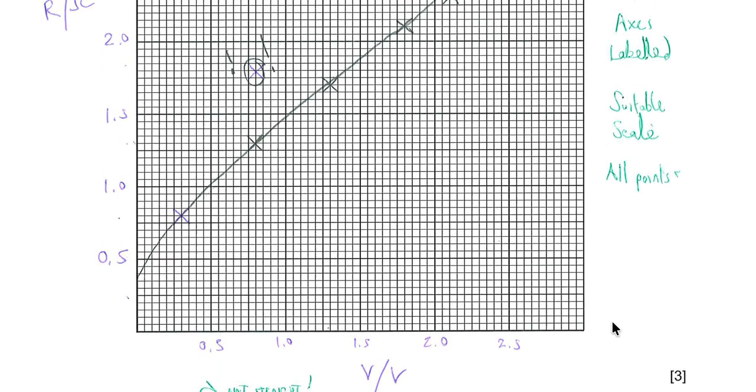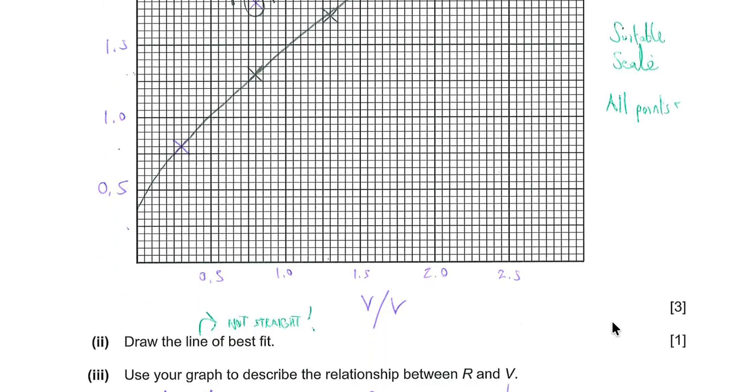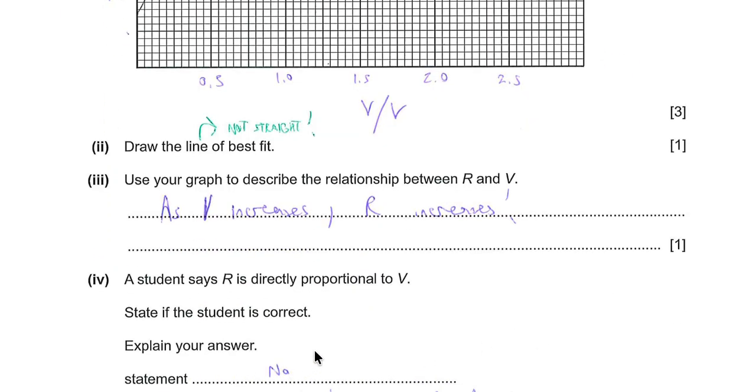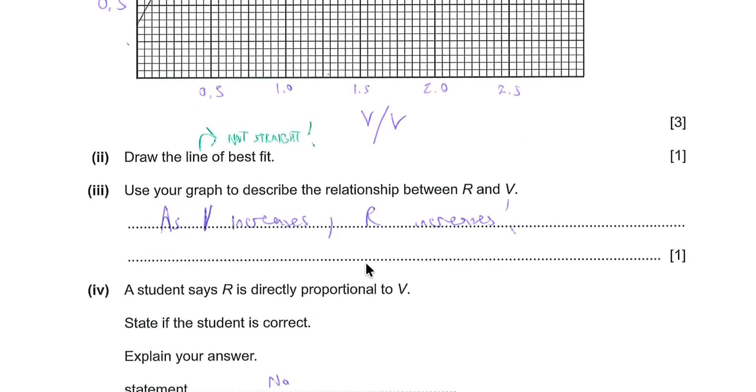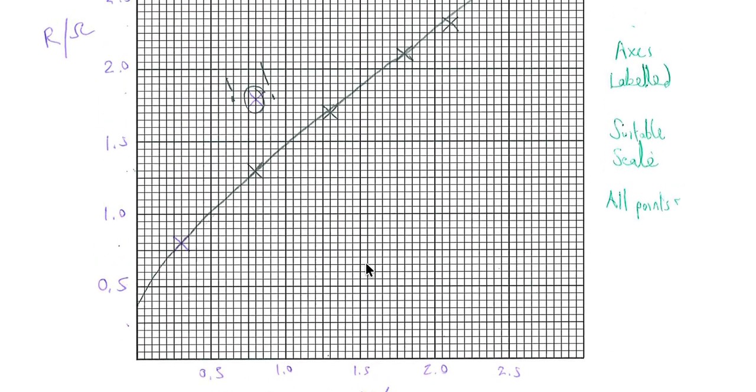Now, here's the bit that's interesting. Use your graph to describe the relationship between R and V. This is a 1 mark question, and notice that they do not say anything about proportionality. That's going to come later. All we can say with this is that as V increases, R increases. That's it. You're expected simply to be identifying that the 2 things increase together.